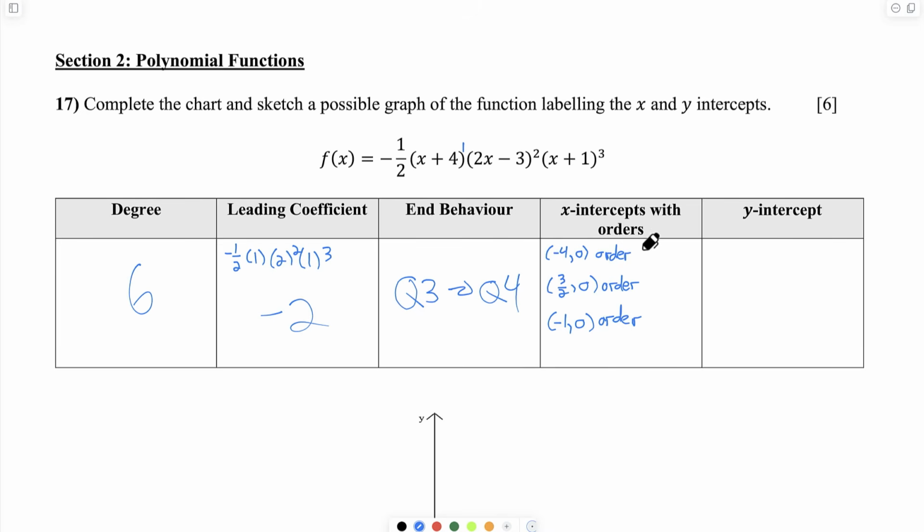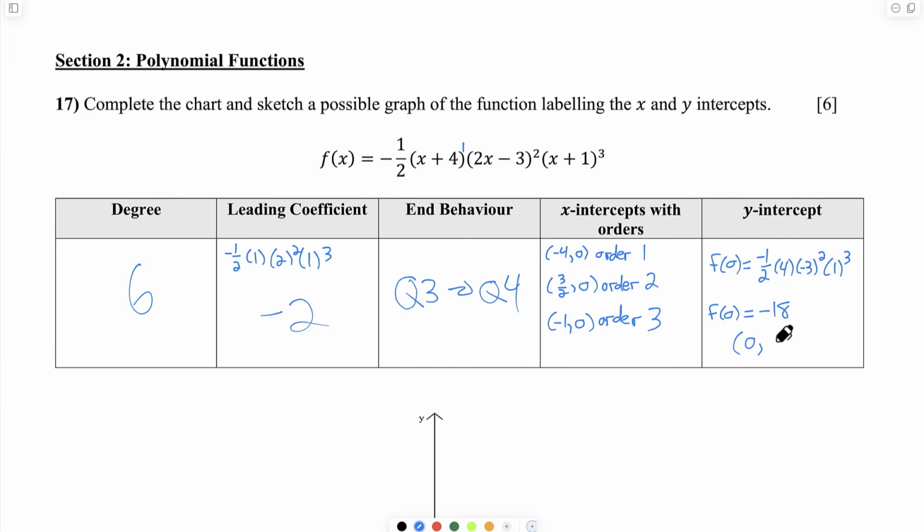So the order of the x-intercept of -4, I just look at this exponent right here, it's 1. The x-intercept of 3 over 2, I look at this exponent, it's 2. And the x-intercept of -1, look at that exponent, it's order 3. To find the y-intercept, I just evaluate f at 0. I literally just sub in 0 for all the x's and see what I get. So I would have -1/2 times 4 times -3 squared times 1 cubed. And that would give me -18.